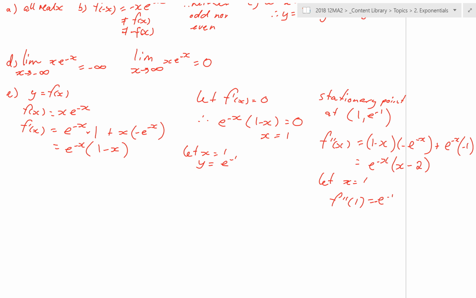It's gone up. It's come down somewhere. There must be a maximum. Anyhow, we have examined the nature of that there. I know that there is a local maximum, so stationary point, maximum at 1, e to the negative 1.